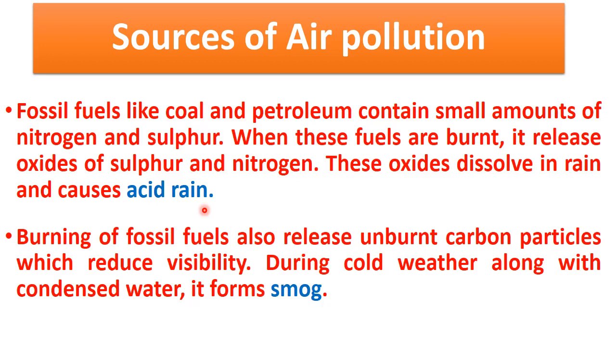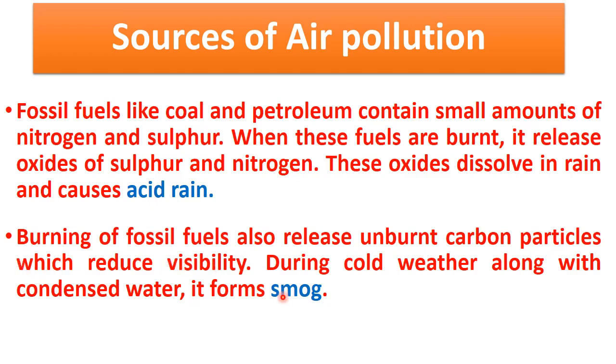Okay, so what is acid rain? When the oxides of sulfur and nitrogen dissolve in the rain, they come down in the form of acid rain. Okay, so this is called acid rain. A 1 or 2 mark question can arise from here. Okay, so this is acid rain.